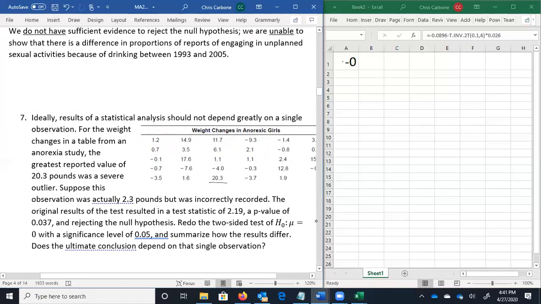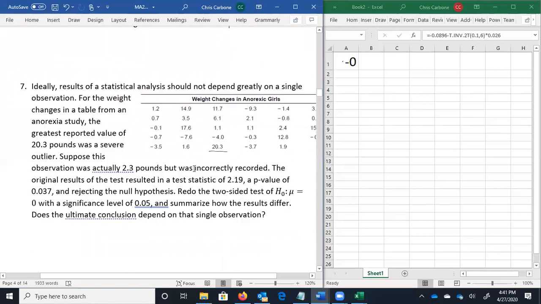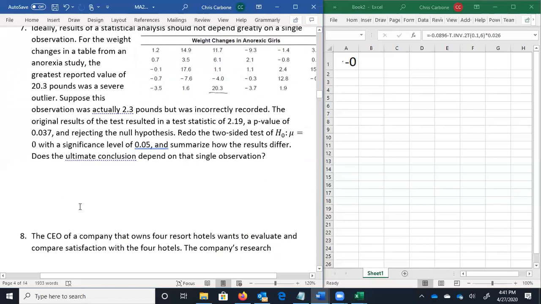And then, does the ultimate conclusion depend on that single observation? You could probably guess the answer to that by just the fact that you're doing this problem. But that's beside the point. The alternative hypothesis for this, I'll write it over here, is that the mean is not 0.